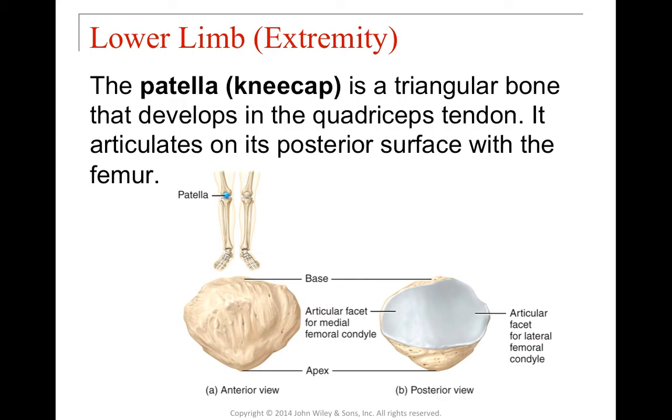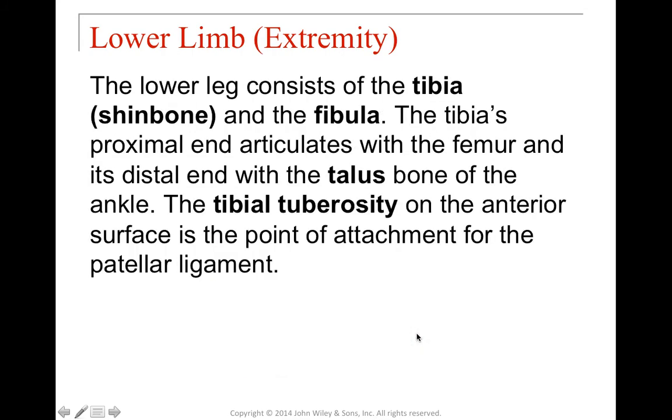All right, so the patella, that's a kneecap, obviously. It's a little triangular bone, and it's going to develop in the quadriceps tendon and articulate with the femur on the posterior surface. So you can see here articular facet for the lateral femoral condyle, articular facet for the medial femoral condyle. So there's going to be an interaction there for both the lateral and the medial femoral condyles. This is the back view, right? The posterior view of the patella.